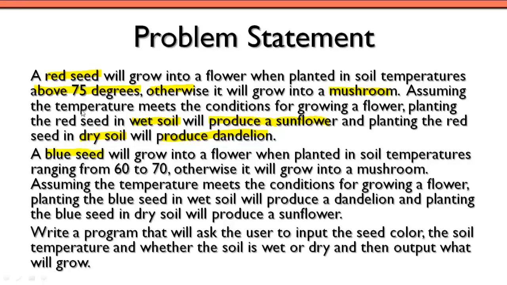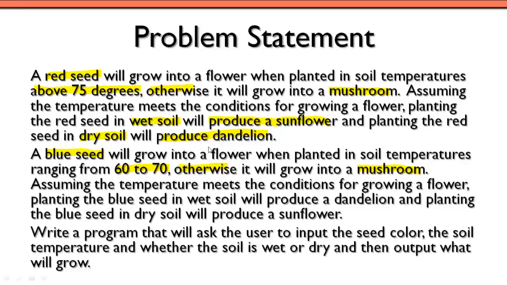So we've got this choice between a red seed and a blue seed. It will grow into a flower when planted in soil temperatures that range between 60 and 70. And then otherwise, it's also going to grow into a mushroom. So if it's not planted between 60 and 70, it's going to grow into the mushroom, just like our red seed did for temperatures that were below 75 degrees.